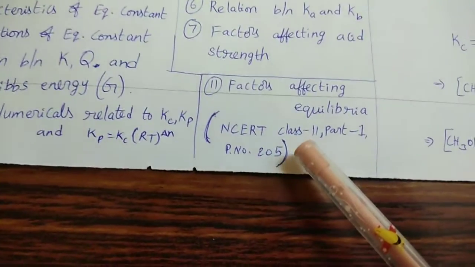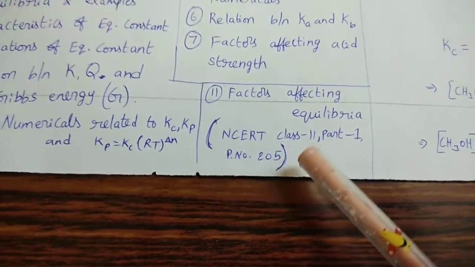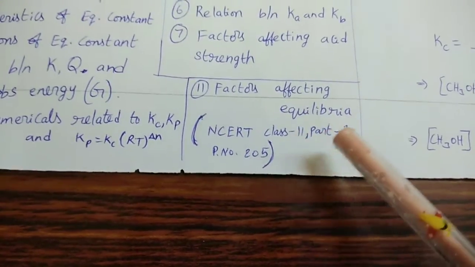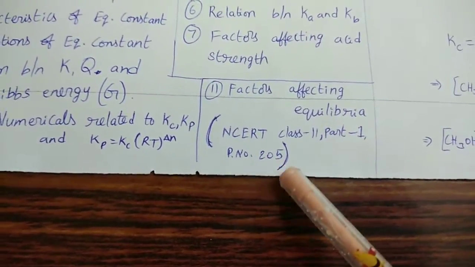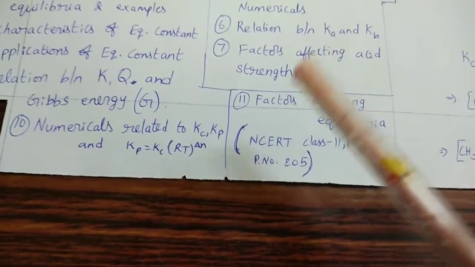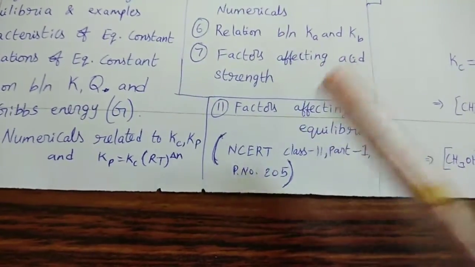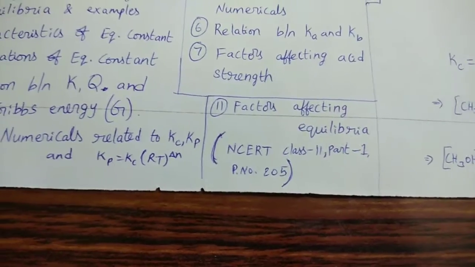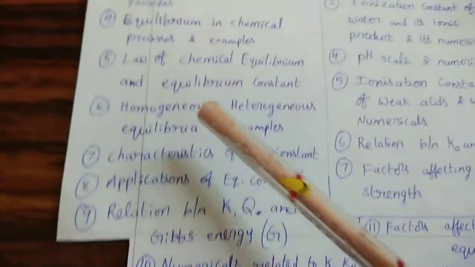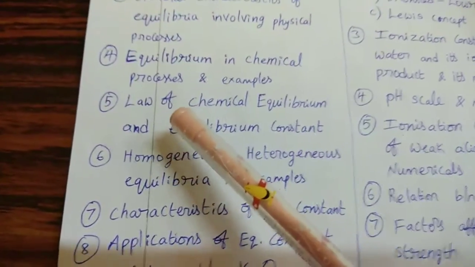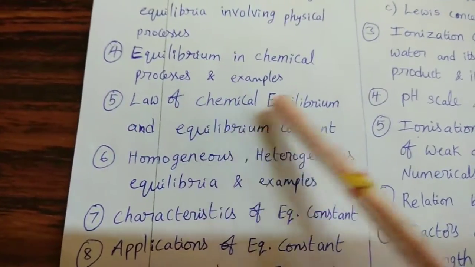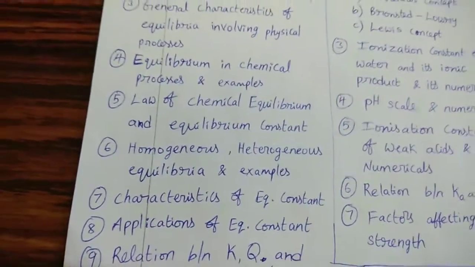If we see the NCERT class 11 part 1 textbook, up to page number 205, we can say that is chemical equilibrium. The remaining part is called ionic equilibrium. Now in chemical equilibrium, see this topic, law of chemical equilibrium and equilibrium constant.